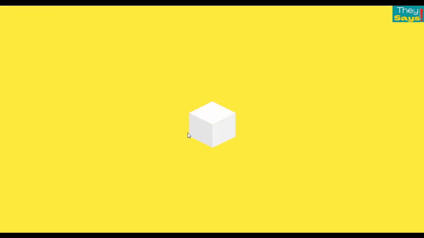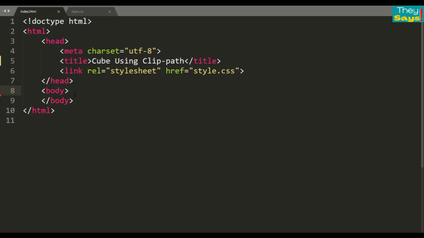In this video, I'll show you how to create a cube shape using HTML and CSS only, as you can see on my computer screen. So let's start the code of this cube shape. This is my Sublime text editor.